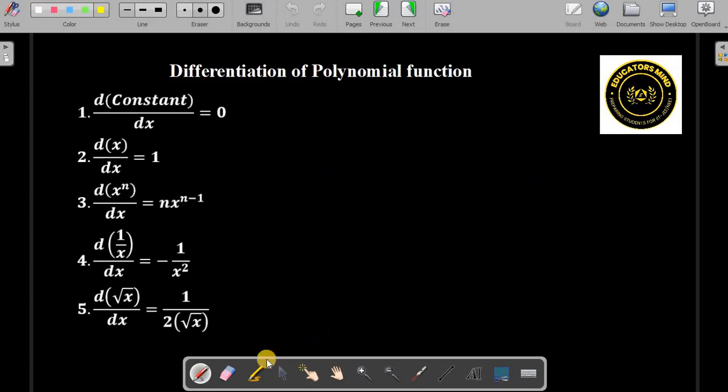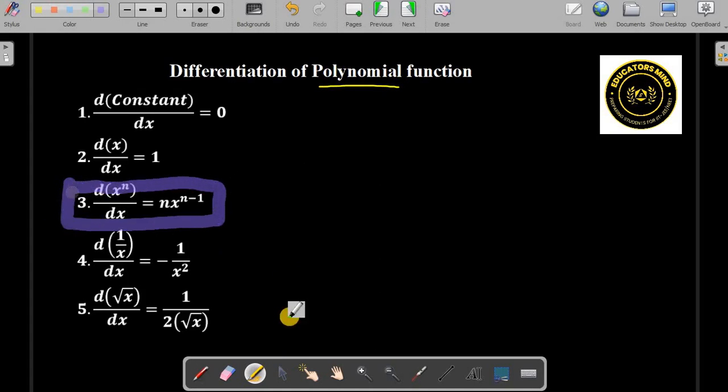Then next, polynomial functions. Polynomial functions you will see in most of the kinematics. Okay, so here this formula you have to remember is the most important formula. Differentiation of x power n with respect to x is n into x power n minus 1. Other things: constant differentiation is 0, dx by dx is 1. Differentiation of 1 by x is also going to come.